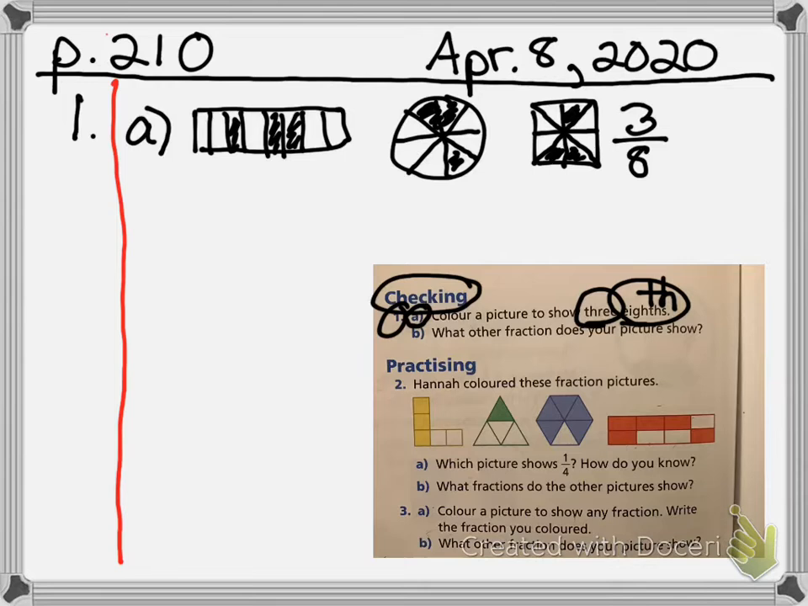Okay, all right, we're going to go on to B. So we're going to put a B underneath. Okay, and please make sure that your stuff is lined up. Your B should not be over here in the middle of the page. Okay, it should be right underneath the A. You can skip a line if you want to keep it nice and neat. Okay, we're going to look at B right here. What other fraction does your picture show?